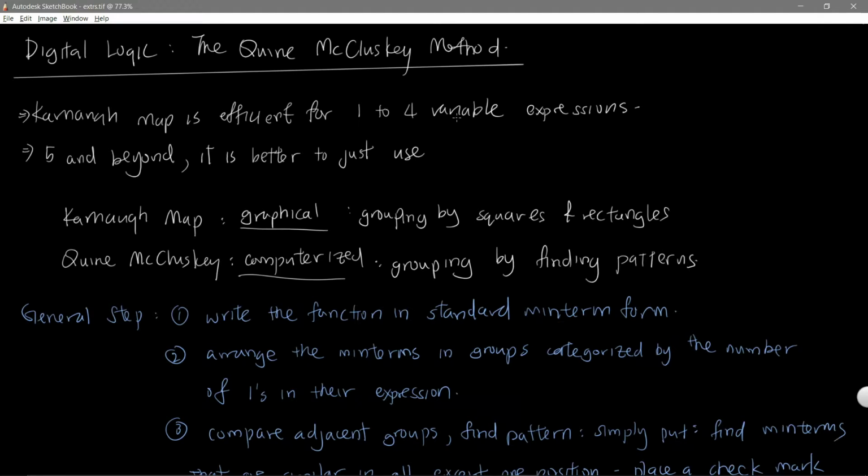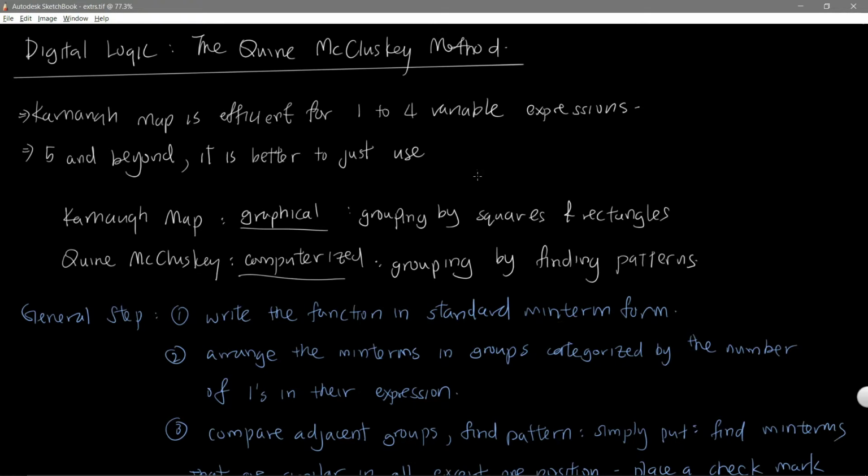We are more familiar with the Karnaugh map if you are a beginner in a computer science course, because as a beginner, you are mostly learning 1 to 4 variable expressions. But for 5 variables in an expression and beyond that, it is better to use the Quine McCluskey method. Why? Because the Karnaugh map is a graphical method.